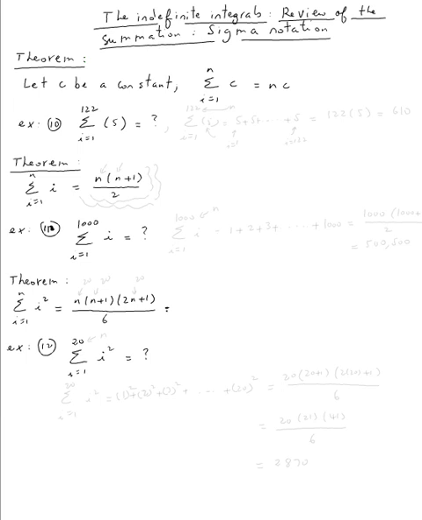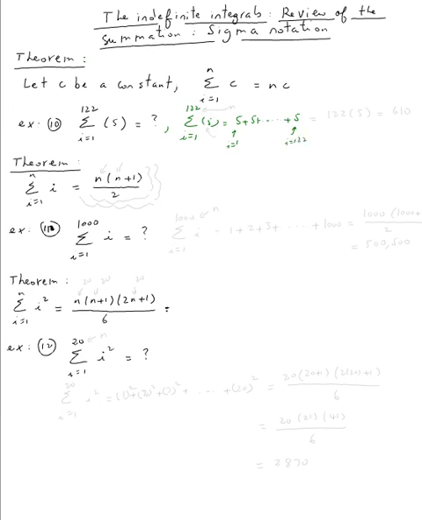So let's do example 10. Example 10 asks us to do the sum from i equals 1 to 122 of 5. What this means is they want us to do 5 plus 5 plus all the way, in other words, the first term will be i equals 1 and the last term corresponds to i equals 122.